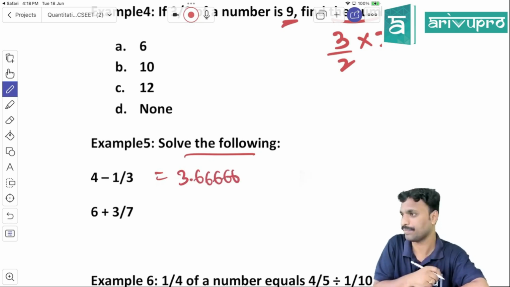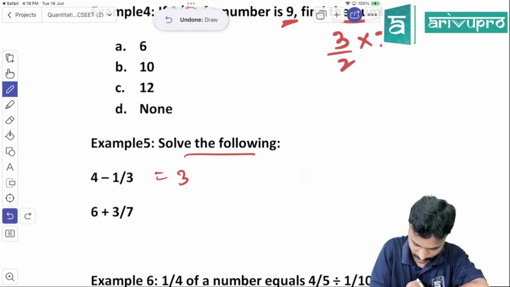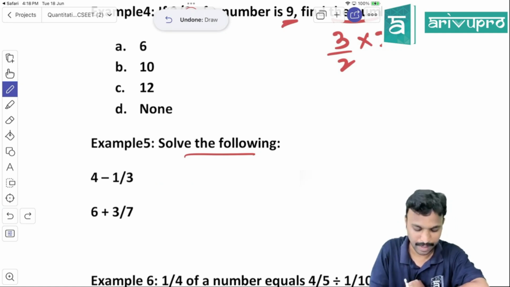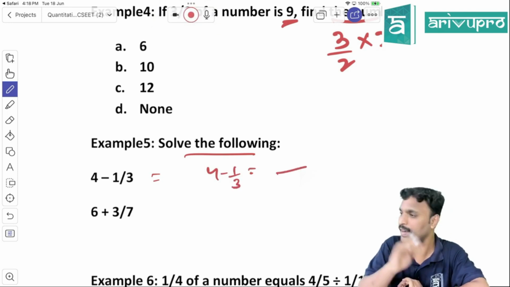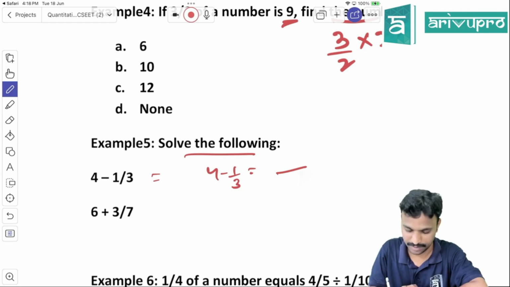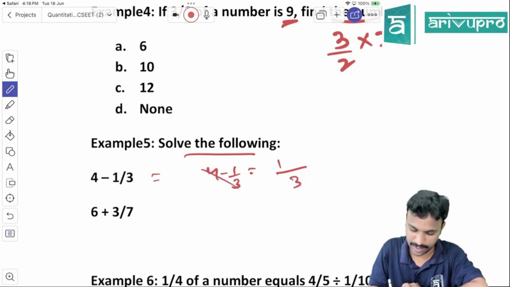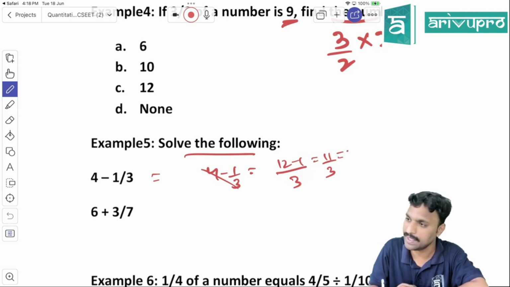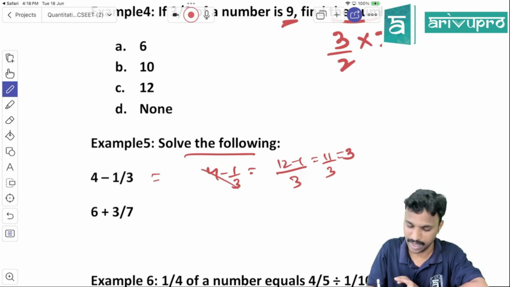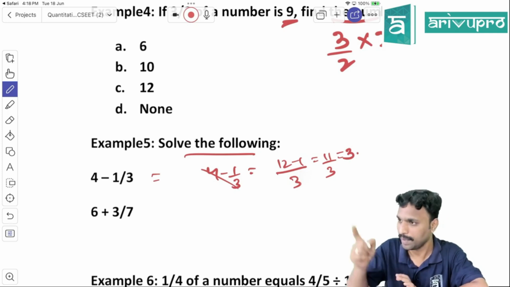So 4 minus 0.3333 is 3.6666. I'll tell you the other way around. Please understand. 4 minus 1 by 3, correct? Now, LCM, we will take the LCM. What is the LCM? 3. 3 4s are 12. 12 minus 1, 11. So 11 by 3. Now first of all, try with 3. 3 3s are 9. How much is the remainder? 2. Keep a decimal point.